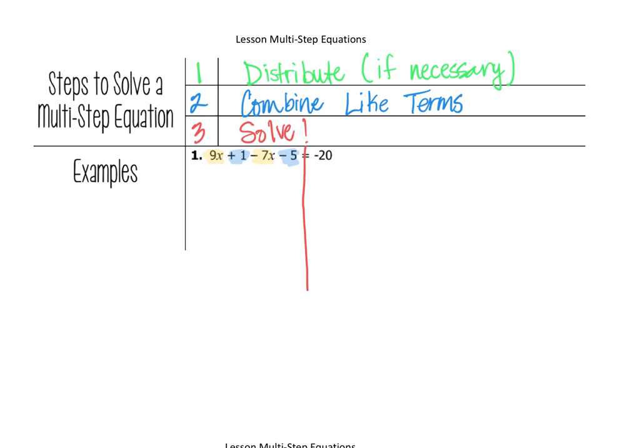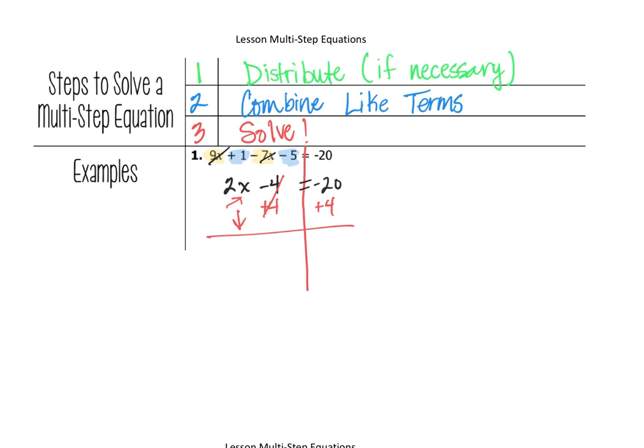So 9x minus 7x make 2x. Okay. 1 and negative 5 make negative 4. So we have 2x minus 4 now on the left, and that equals negative 20. Okay, now we want to start moving and isolating x. Here's this x I'm trying to solve for. So we move any addition or subtraction that needs to happen first. We're going to add 4 to both sides.